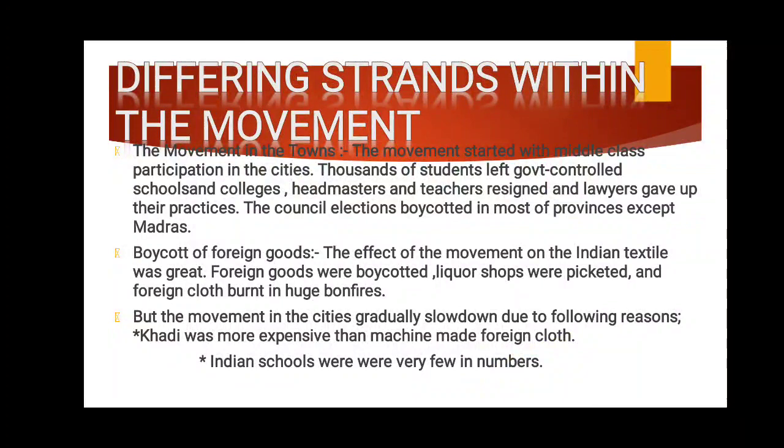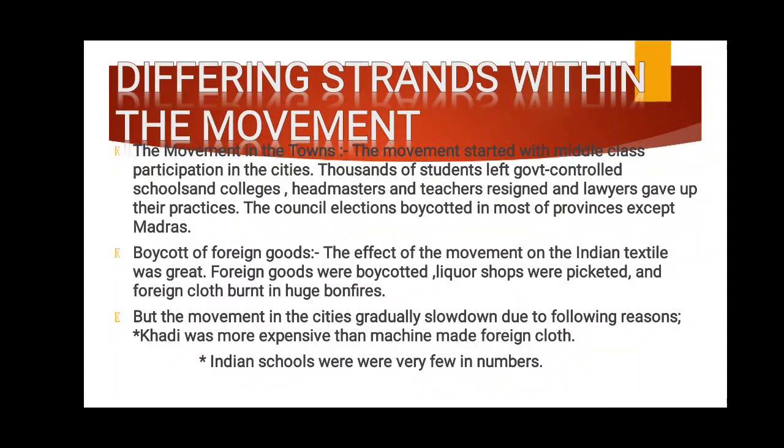But the movement in the cities gradually slowed down for the following reasons. First, machine made goods were cheaper, whereas khadi was more expensive than machine made foreign cloth. So people again started using foreign cloth in place of khadi. The next problem was that there were very few Indian schools. So teachers and students were again forced to join British schools. In this way the movement slowed down.